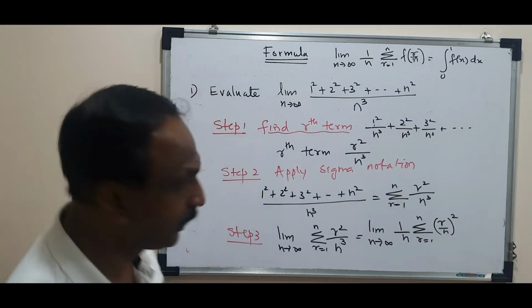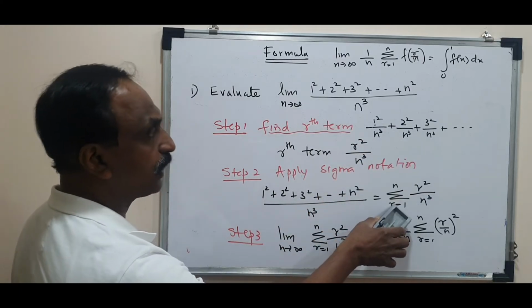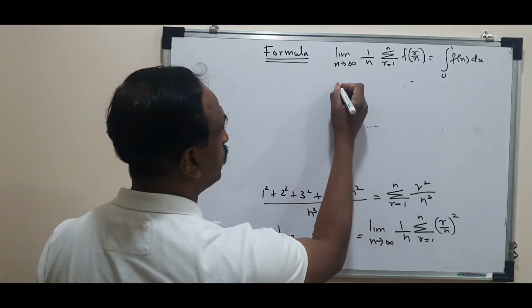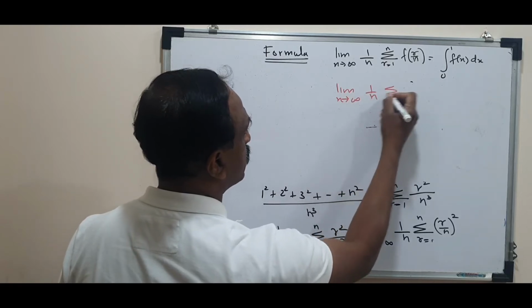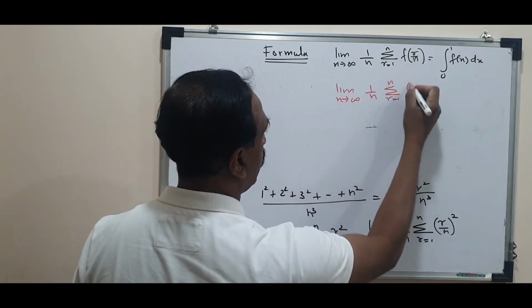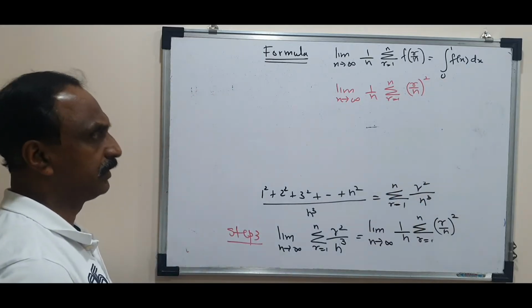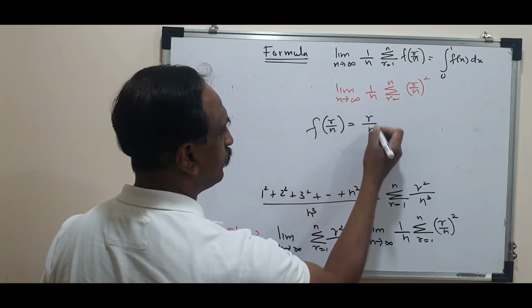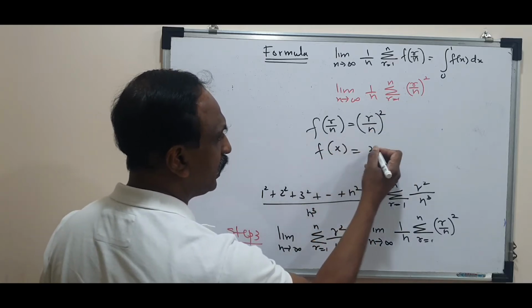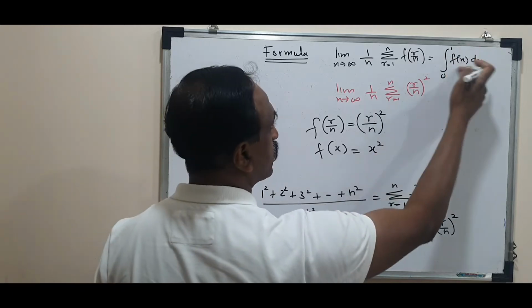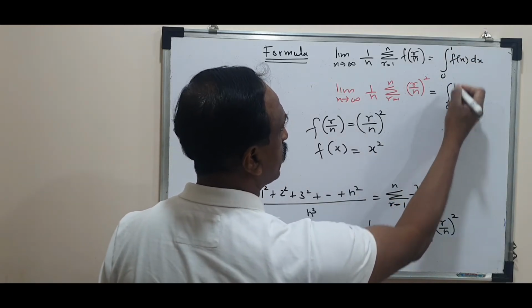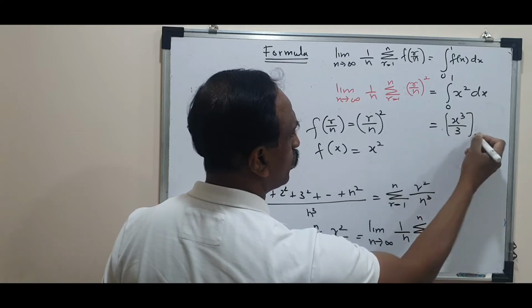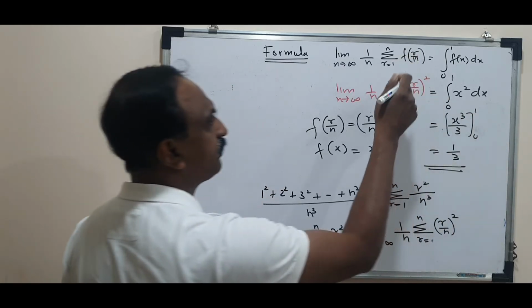Now we'll compare both. After finding the rth term and summation notation, then comparing. I'm writing one below the other: limit n tends to infinity, 1 by n, sigma r is equal to 1 to n, r by n the whole square. So what does that mean? It means f of r by n is r by n the whole square, which means f of x is x square. So the function is x square. So this is nothing but integral 0 to 1 x square dx. If you integrate, x cube by 3, 0 to 1, hence the answer is 1 by 3. So the limit of this function is 1 by 3.